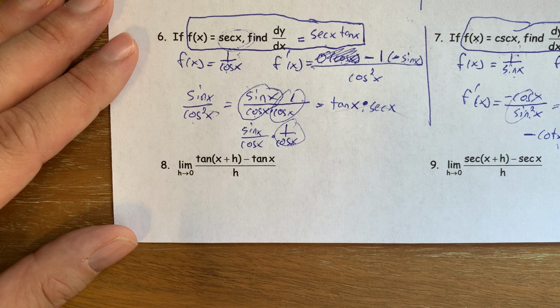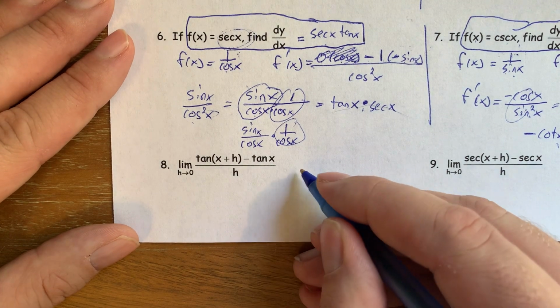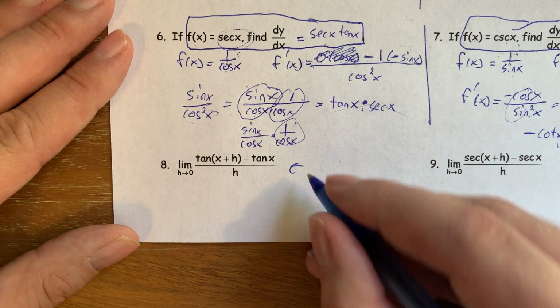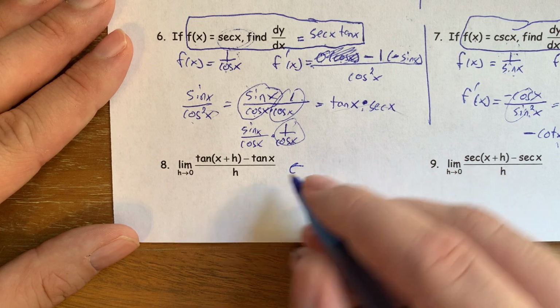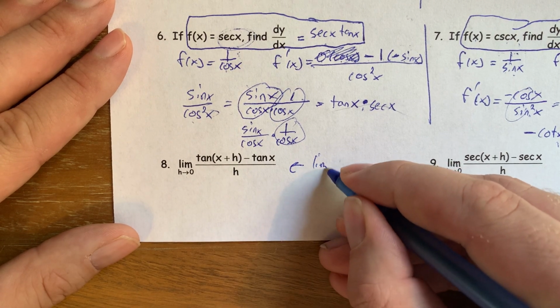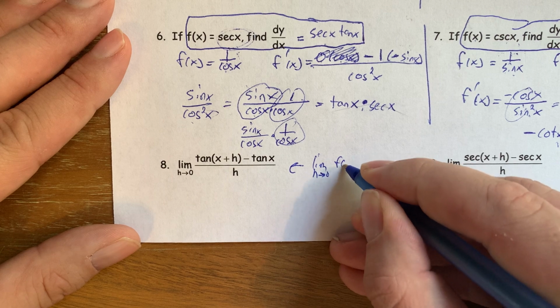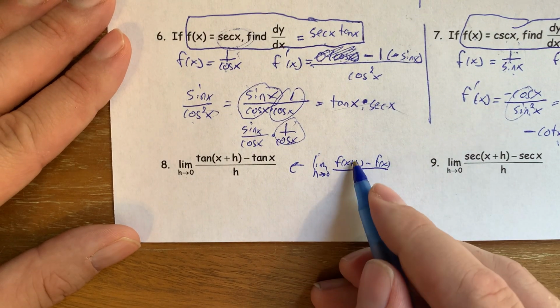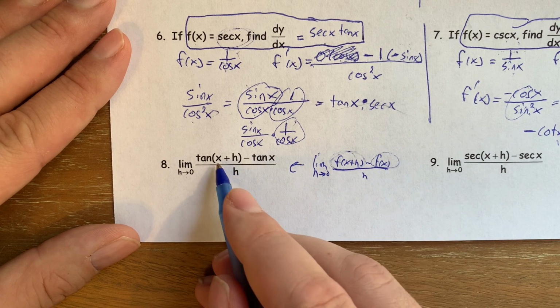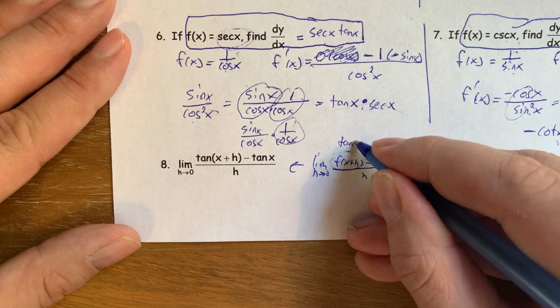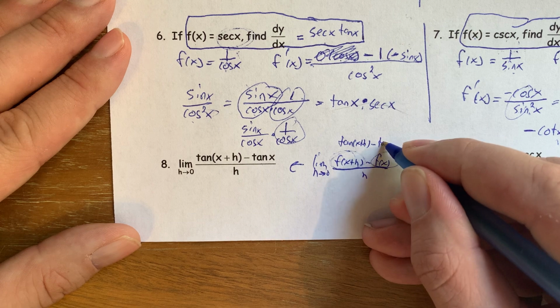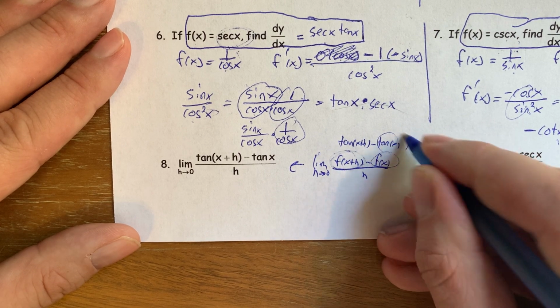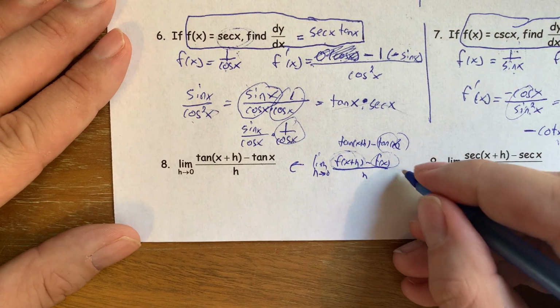Instead, what are you supposed to recognize this as? This is the limit definition of the derivative. You've got the limit as h goes to 0 of f of x plus h minus f of x over h. And what is the f of x here? Well, it's tangent. So this is tangent of x plus h minus tangent of x. And so it's just asking you for what is the derivative.